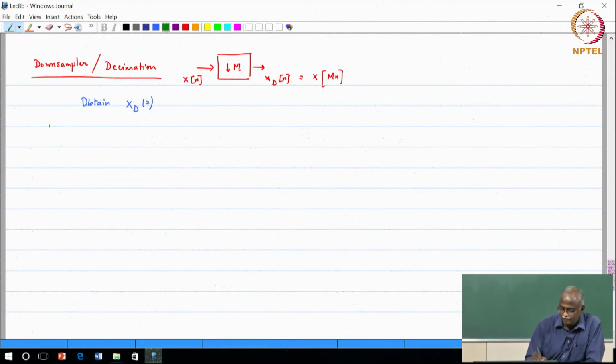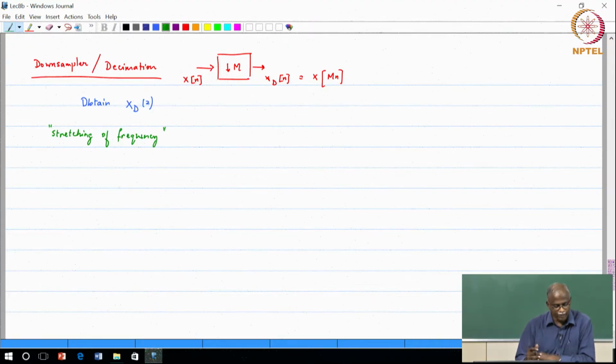in frequency. The word stretching is a layman's term, but it is useful in terms of visualization. Stretching of frequency. Again, let me just explain what it is and then allow you to find a way to associate what it means when you say stretching of spectrum and what it actually does.